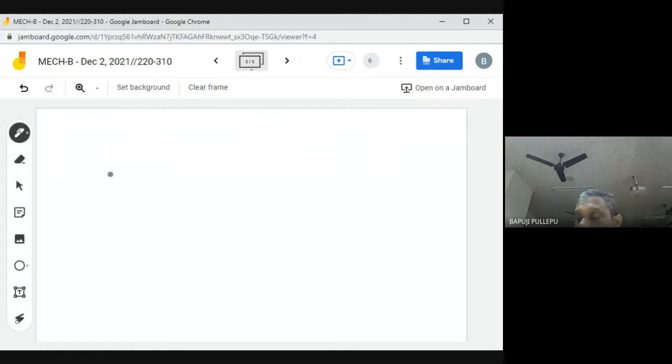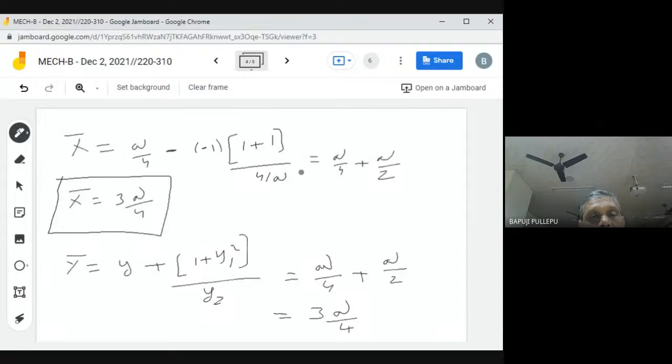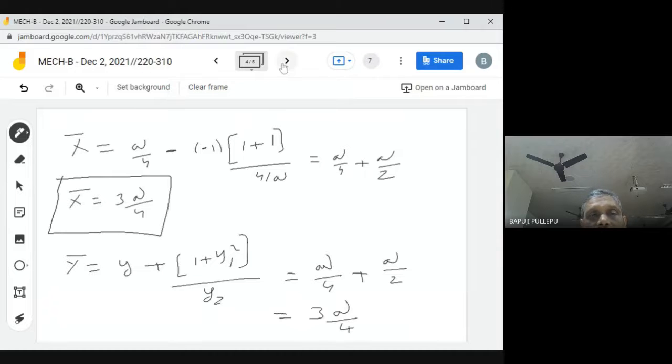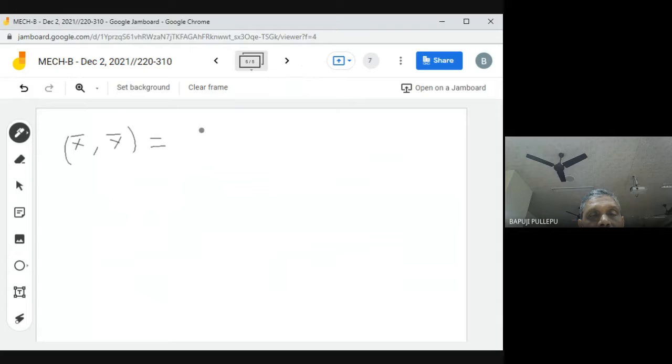Now what is the center? Tell me. x bar comma y bar is equal to what values? What is x bar, y bar? What is the value? 3a by 4. Both are 3a by 4, correct? Yes, sir. So x bar, y bar is equal to 3a by 4.